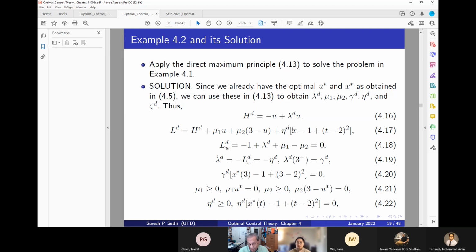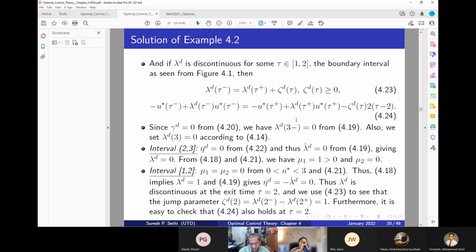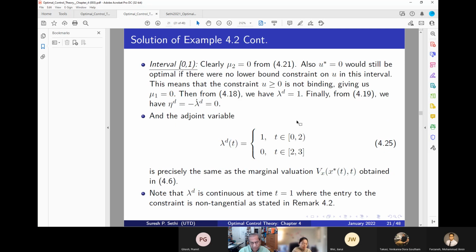I gave up a long time ago, and so the only time I had a computational chapter in the book was in the first edition. After that, I abandoned it because I cannot keep up with it. So as you can see, lambda dot d is 1 up to 2, and from 2 to 3 it is 0, so there is this jump.